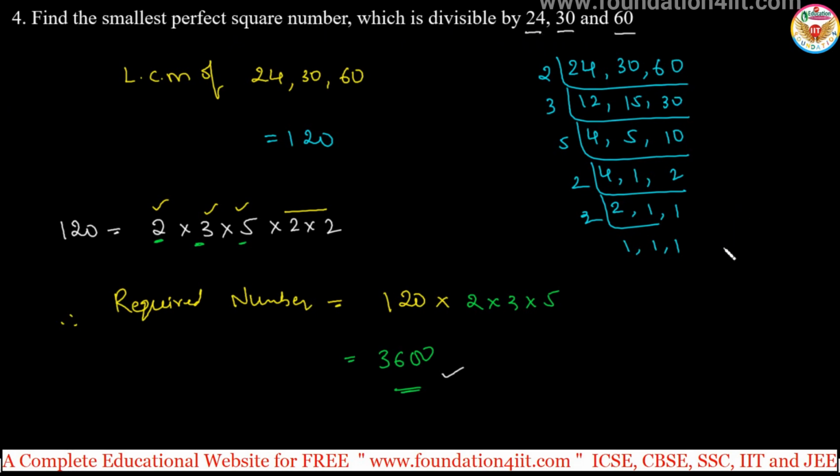Okay, so any type of question is given, you can do it by this method. Right, now these are the prime factorization methods we did. Now we'll go for finding the square root of a perfect square number using the division method.